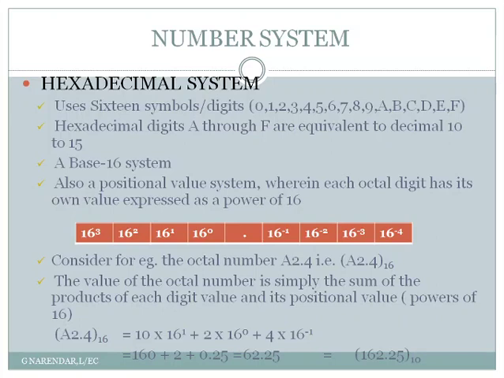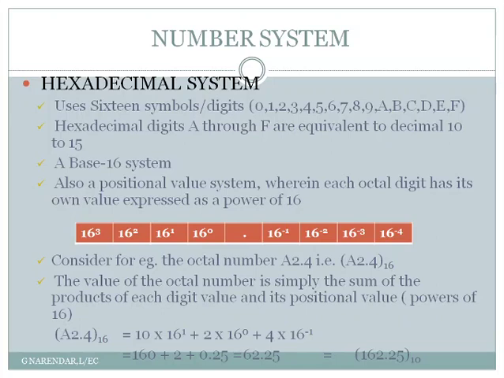Hexadecimal system. As the name implies, hexadecimal means 16, so the number system uses 16 symbols for digits. Since it requires 16 symbols, the first 10 symbols will be the 10 digits from 0 to 9, and the next 6 symbols will be the first 6 English capital letters: A, B, C, D, E, F.